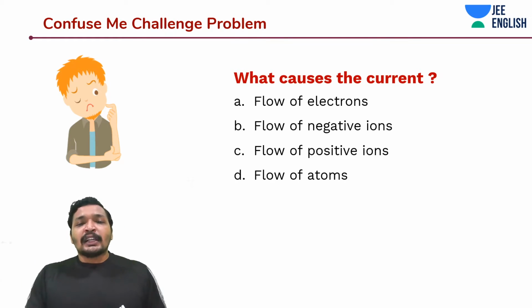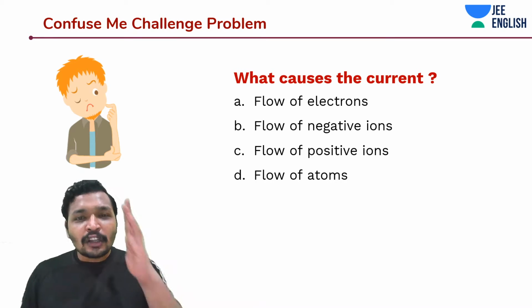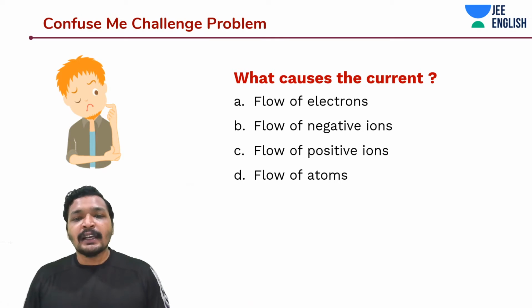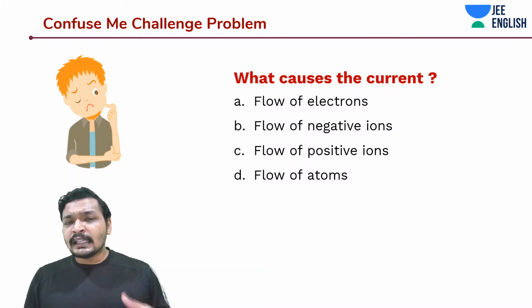Alright. So the confuse me challenge problem 1. What causes the current? Flow of electrons, flow of positive ions, flow of atoms, and flow of negative ions. What do you think is the answer, guys? Take 2 seconds, think about it and write down the answer either in the comment section or on your notebook.